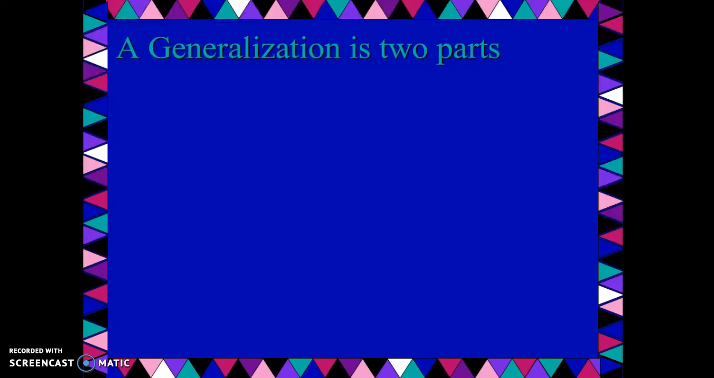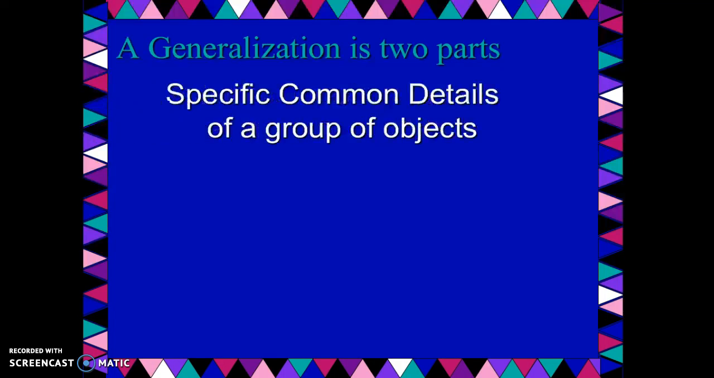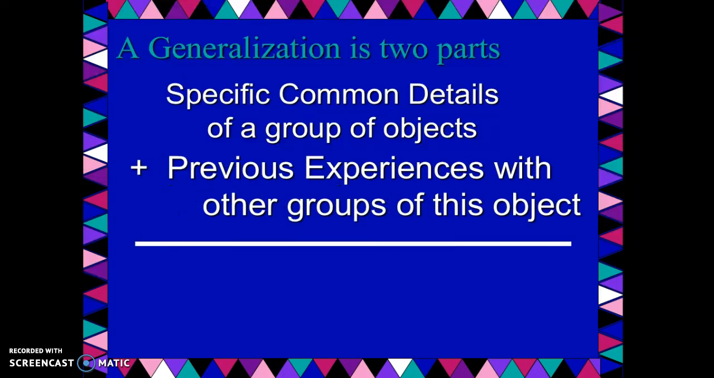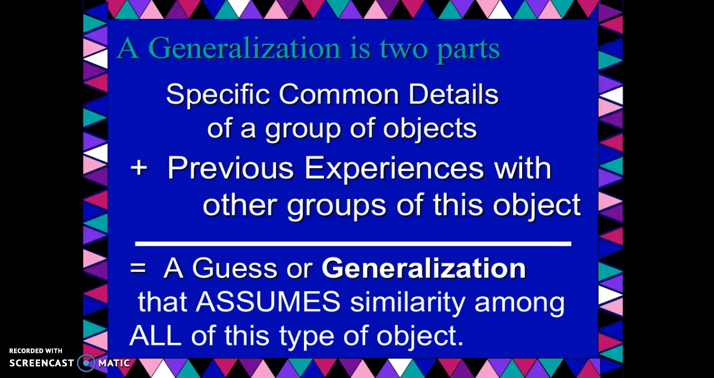So a generalization is two parts. The first part is that we need to look at the group of objects and come up with the specific common details of that group of objects. If we find specific common details, then we can add them to our previous experiences with other groups of this object and come up with a guess or generalization that assumes similarity among all of this type of object.